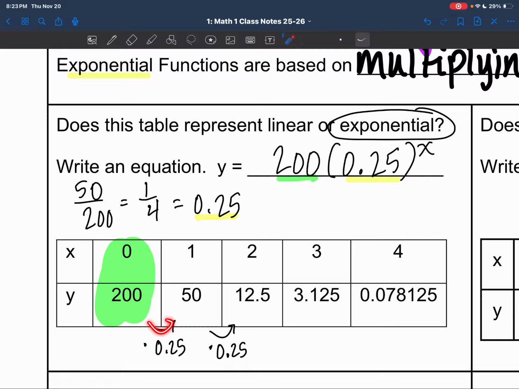So now that we know it's not linear, let's look at exponential. Remember, to get this rate, you have to take this term over the previous term. So 50 over 200 gives you 1/4, or 0.25. So that checks out. Every time we multiply by 0.25, we get the next number. So this is exponential. Now, to write your equation, we take our y-intercept, which is 200. This is your a value. Our b value is your growth factor, and then you have x as an exponent.